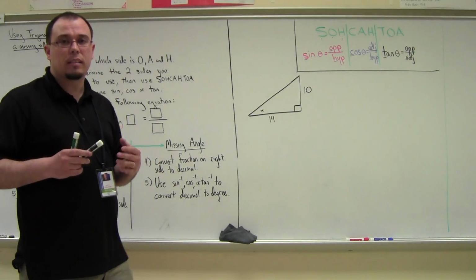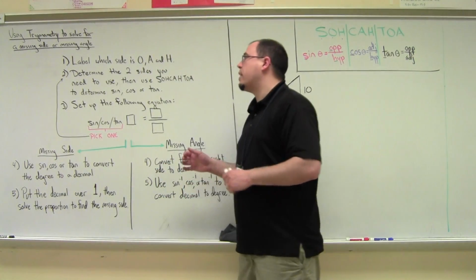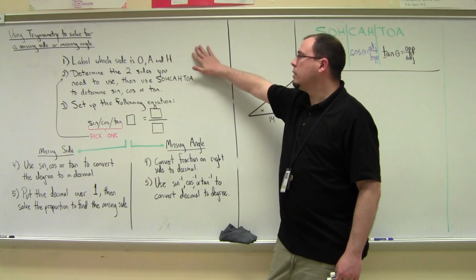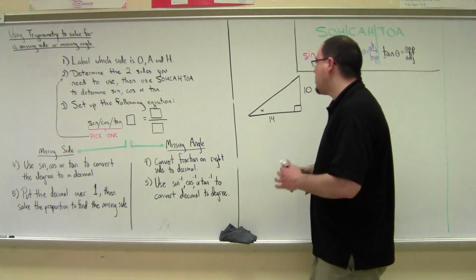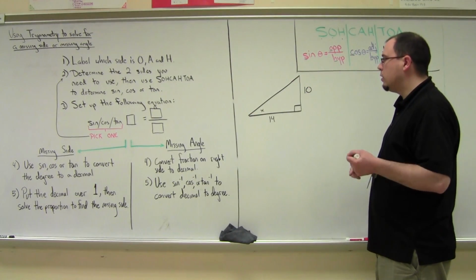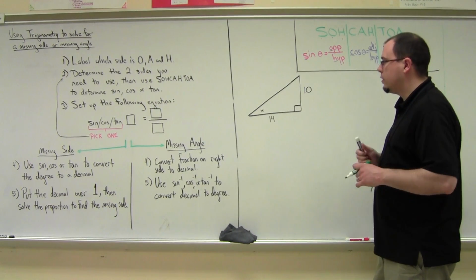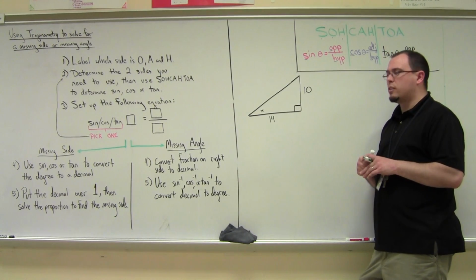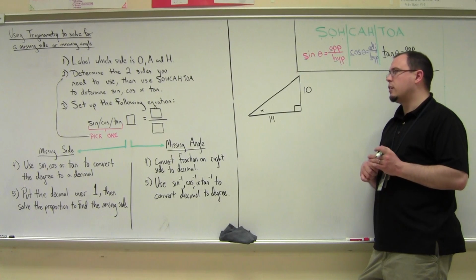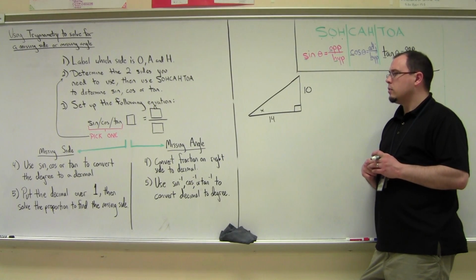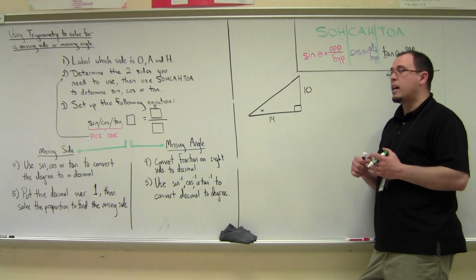So we're going to follow our steps, which I should probably move out of the way of. So we want to label which side is opposite, adjacent, and hypotenuse first. So take a look, see if you can do it yourself for a second. I'll give you guys a couple seconds to figure it out. Hopefully you have an idea at this point which side is which.